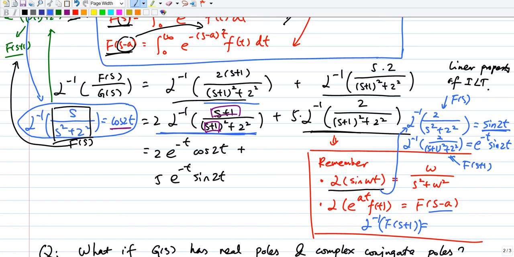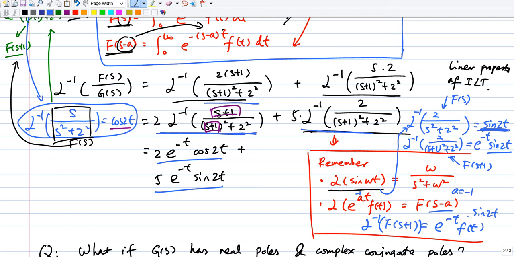Start over here. If I let a be negative 1, so here it is negative 1. Then the inverse is just e minus t times f(t). f(t) here is sine 2t, because I already figured out this is sine 2t. So L inverse of 2 divided by (s plus 1) squared plus 2 squared is equal to e minus t times sine 2t. Now I just replace this part by this. Now I figured out the inverse Laplace transform of F(s) over G(s).